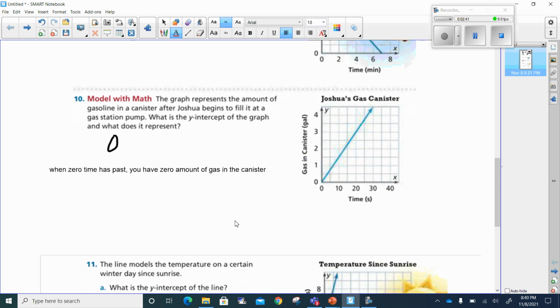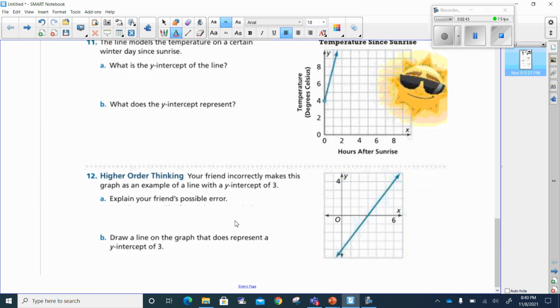All right, let's go to number 12 now. I would think in question, your friend incorrectly makes this graph as an example of a line with a y-intercept of 3. Explain your friend's possible error. Well, it looks like 1, 2, 3 on the x-intercept, doesn't it? Because over here it's 1, 2, 3, 4 on the y. There's no way they mistake it for -4. So what they did is they went through the x-intercept instead of the y-intercept.